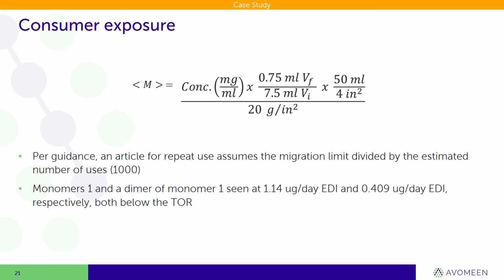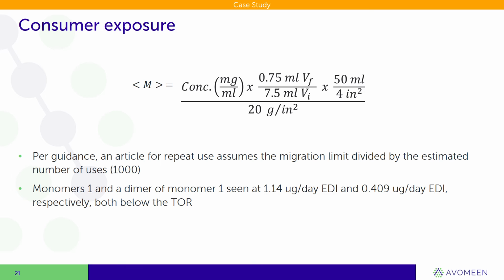And then in this case, for this particular application, we used 20 grams per square inch because it was a baking tray, and it actually was 20 grams per square inch of food contact surface. So since it's a particular object, you can use the actual weight of the product per square inch rather than the default of 10 grams per square inch. So per guidance, an article for repeat use assumes the migration limit, that is what you found, divided by the estimated number of uses, because after 1,000 uses, you throw out the tray.